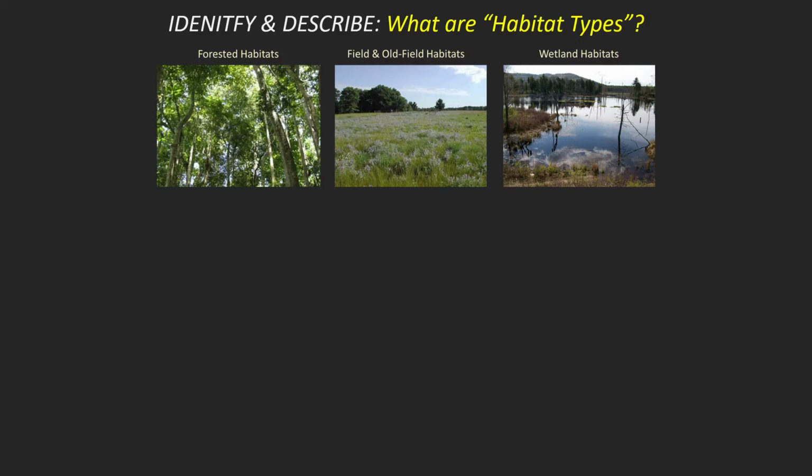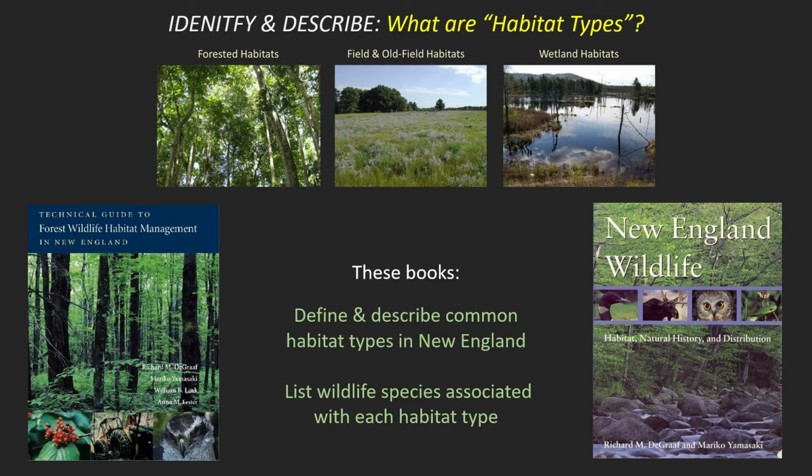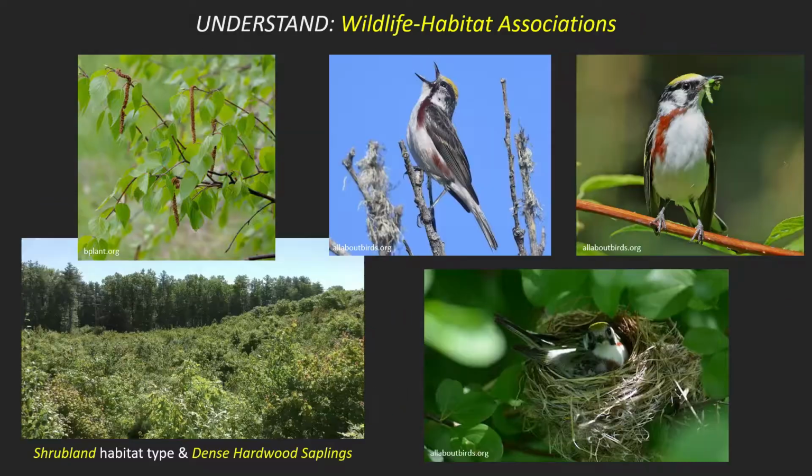To help you learn about the habitats and wildlife on your land, I encourage you to use 2 books that were published specifically to aid managers assess wildlife habitats and predict what wildlife will occur in those habitats. These are the Technical Guide to Forest Wildlife Habitat Management in New England and New England Wildlife, Habitat, Natural History, and Distribution. These books define and describe the most common habitat types you will have on your land, and they provide a list of wildlife species you can expect in each type.